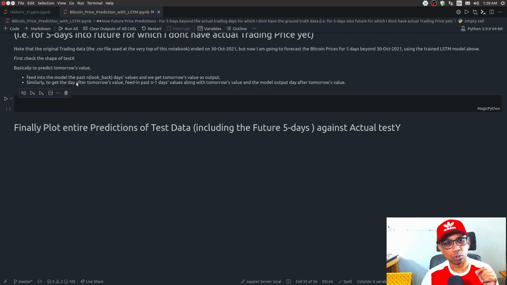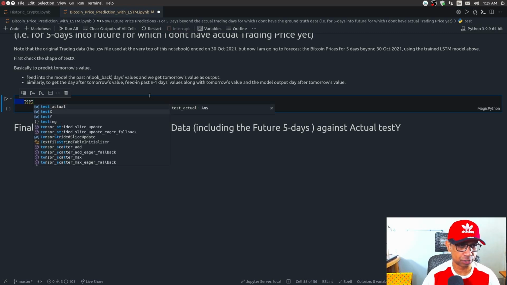Then similarly, to get the day after tomorrow's value, feed the model the past n-1 number of days values along with tomorrow's value, and the model outputs the day after tomorrow's value. So again, this is a sliding window, so we have to run a loop. But first, let's check our actual input data. So just remember that our test X was the last 60 days of historical prices of Bitcoin. So let's check what our test X looks like.